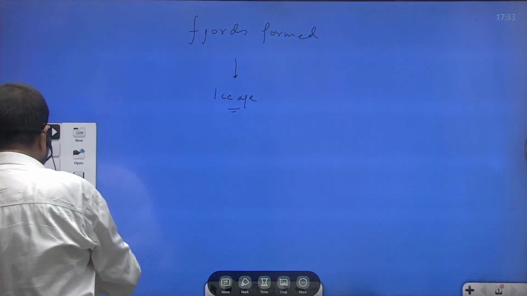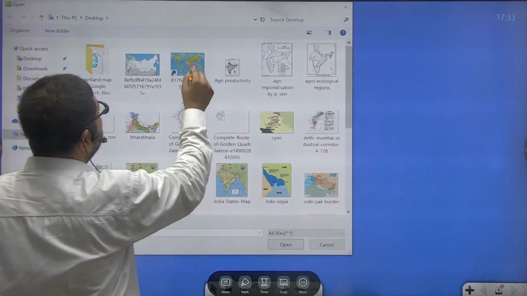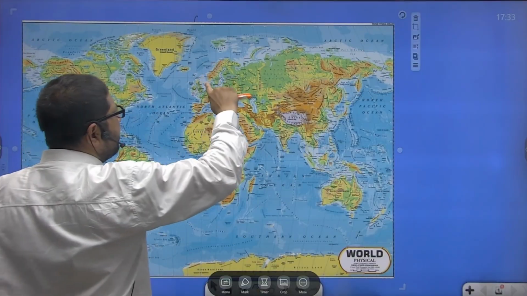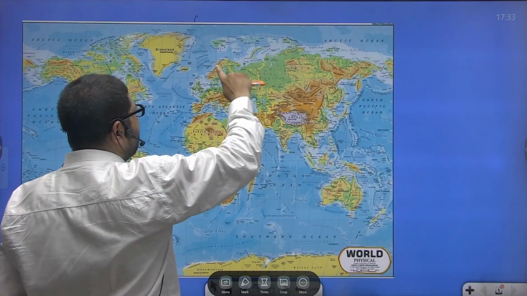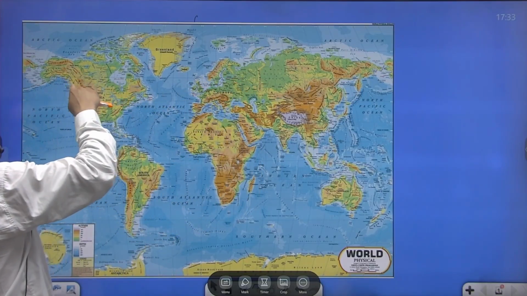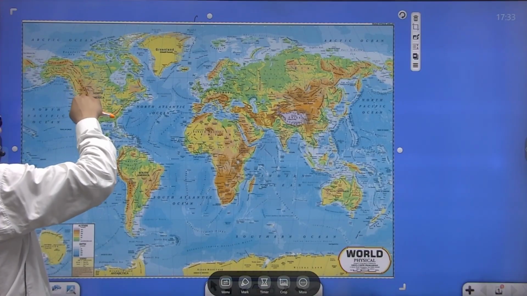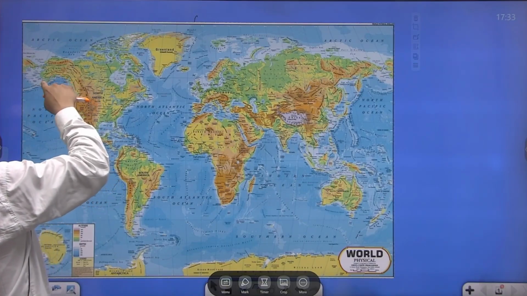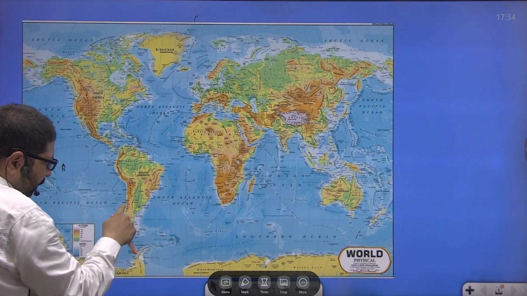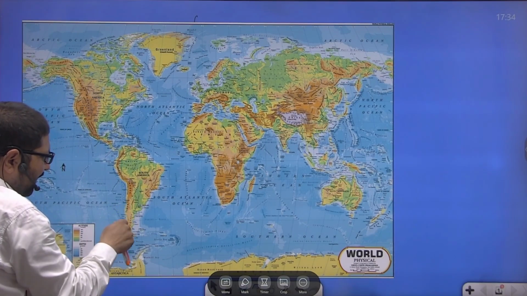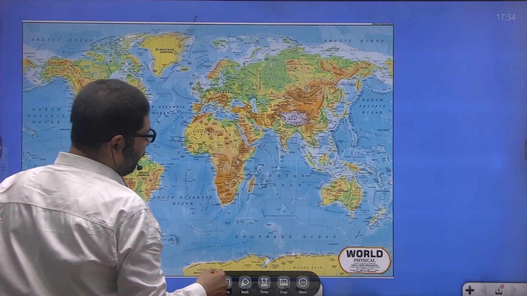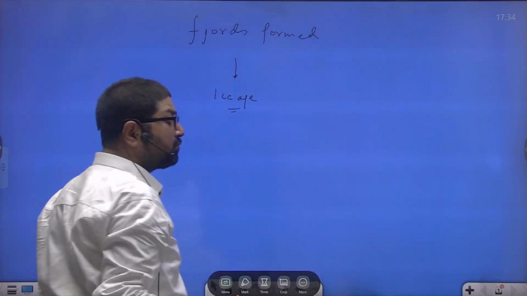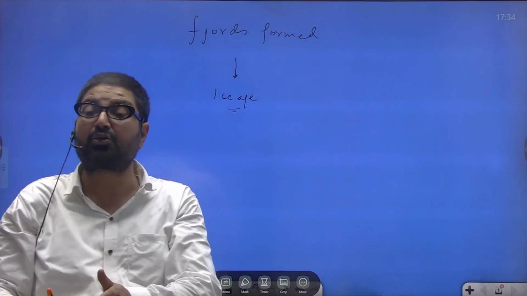You can see this. Fjord coasts are almost exclusively confined. The Norwegian coast, here you can see the Scandinavian mountains running close to the coast. Fjord coast in British Columbia, here the Rocky Mountain coastal ranges are running close to the coast. Fjord coast in Alaska, here the Alaskan range is running along the coast. Fjord coast is found in southern Chile, here the Andes mountain is running parallel to the coast. So these fjords are found in higher mid latitudes, where mountains run parallel to the coast.